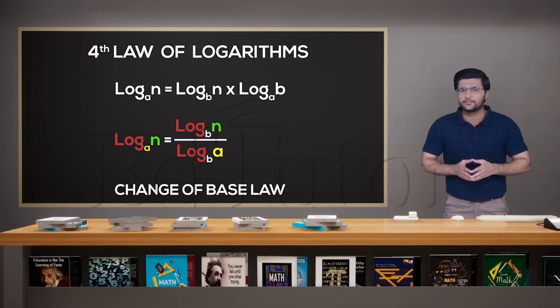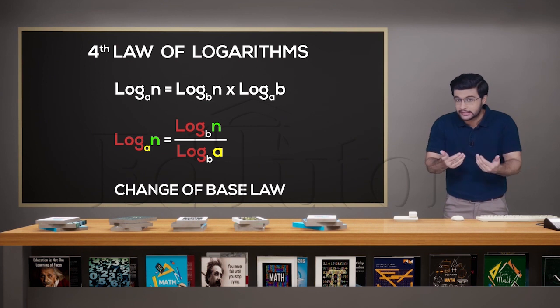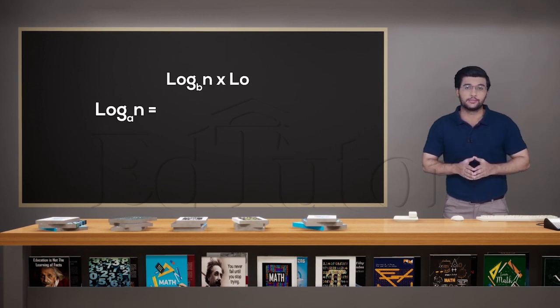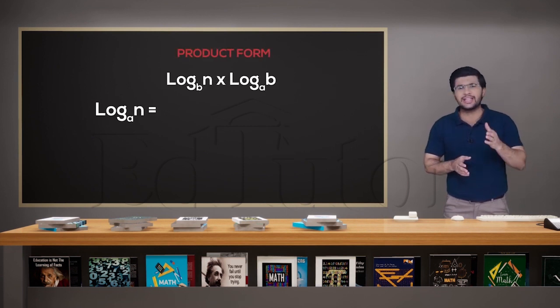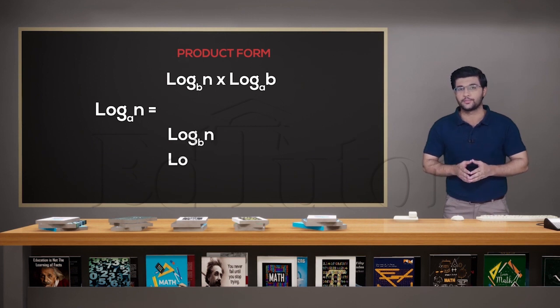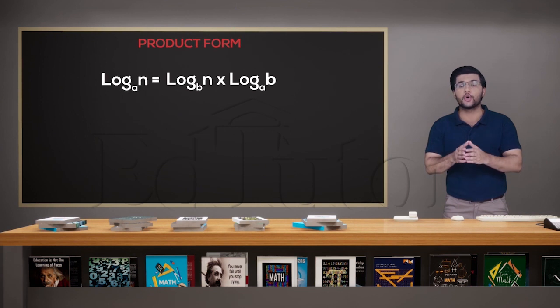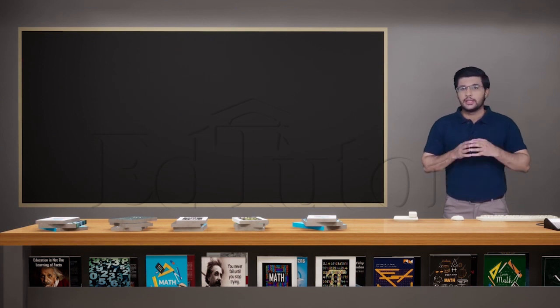You might wonder, how do we change bases? Do we ask nicely? I wish it were that easy. Now there are two ways to do it. One way is to convert the given log in product form, and the second way is converting the given log into the quotient form. Let's understand the first one.